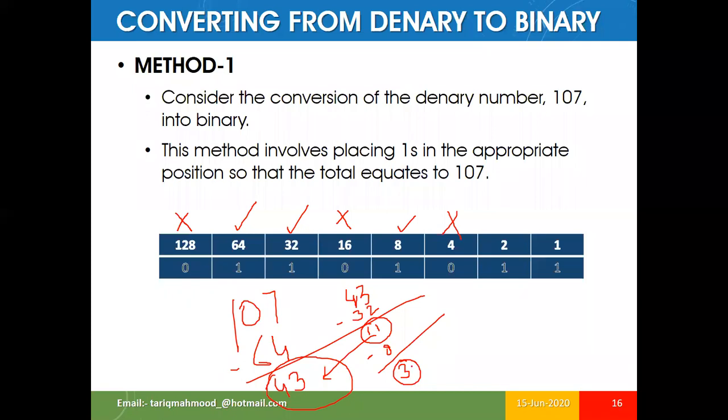Okay, now we are left with the number 3. We are going toward the next column. In the next column, we have number 2. The number 2 can be subtracted from the number 3. So we place 1 over here and we subtract this number 2 from the number 3. Then what we have? 1. We are left with the 1 value.